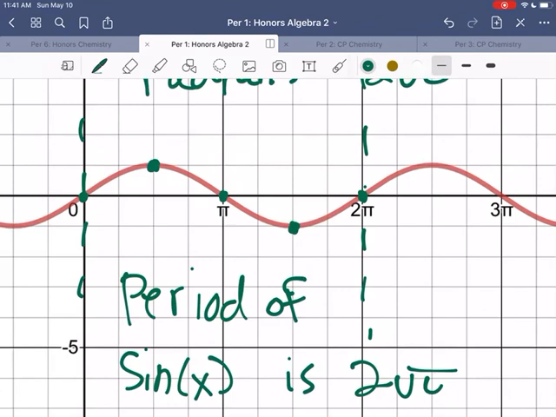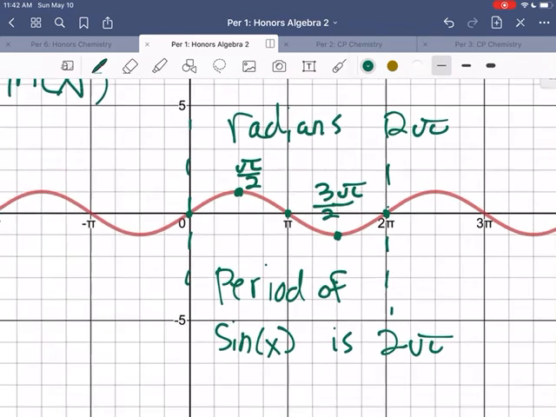Now let's look at the intermediate values here. What should this value be here? Well, it's exactly halfway between 0 and pi, so that would be pi over 2. Now what would this value be? It's exactly halfway between pi and 2 pi. Think for a moment, what should that be in a fraction form? And if you said 3 over 2 pi or 1.5 pi, that would be good.